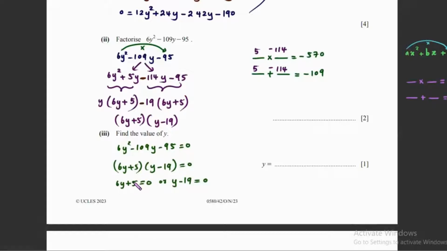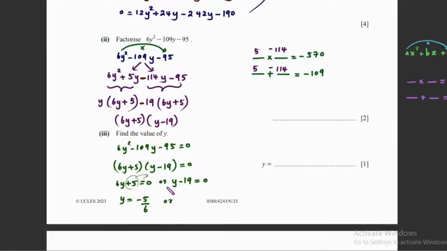So now we need to isolate y. We need to find what y is. I need to take the plus 5 to the other side. That becomes minus 5. And the 6 is multiplying. When I take it to the other side, it gets divided by 6. So that is the value of y that I get here.